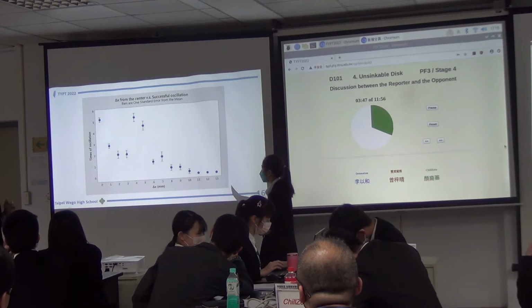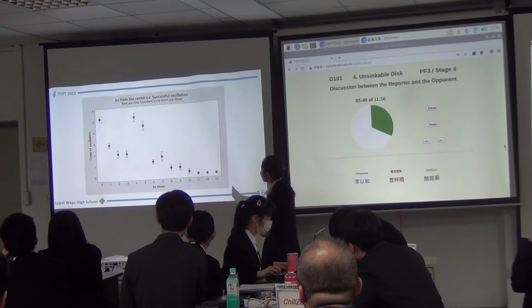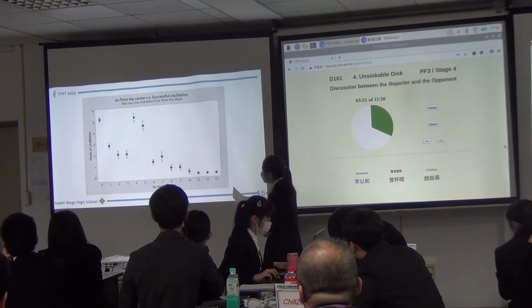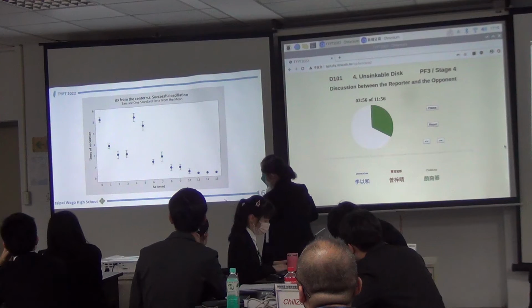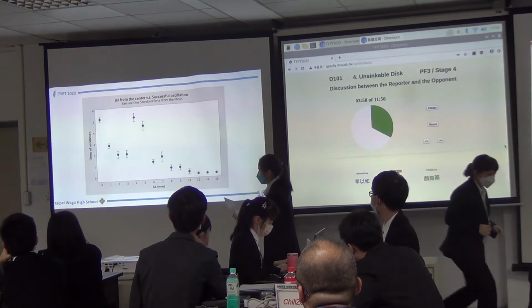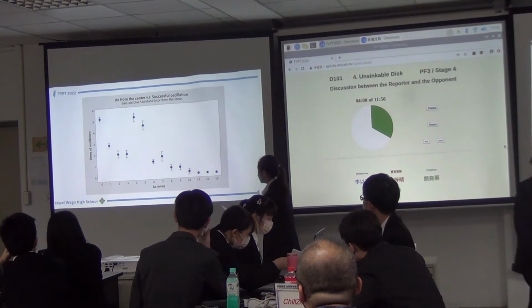Yes, from this graph, because there's no dent and there's this slight movement, it will actually cause an oscillation. And that's what we're looking for. Can you turn to the fourth target?